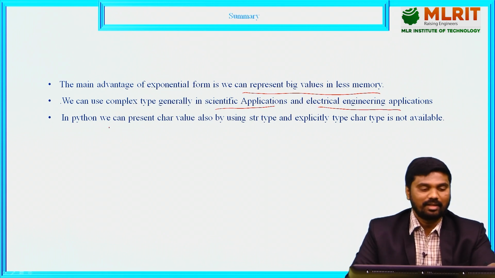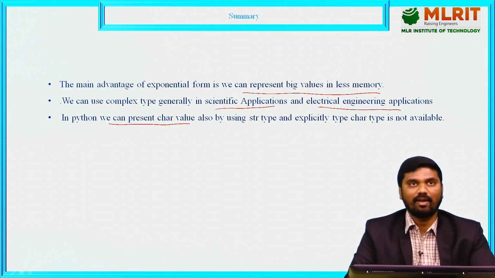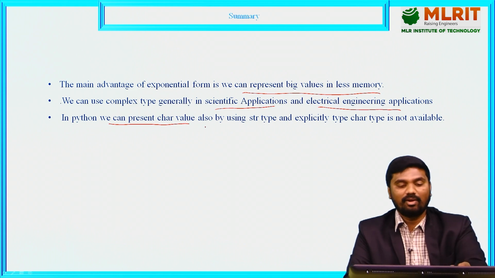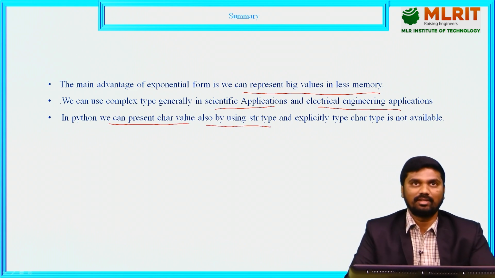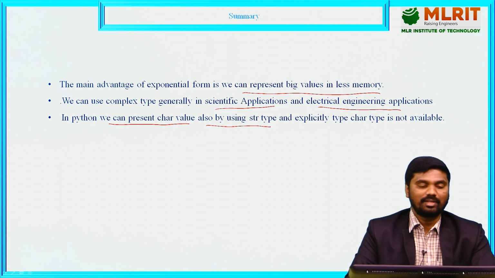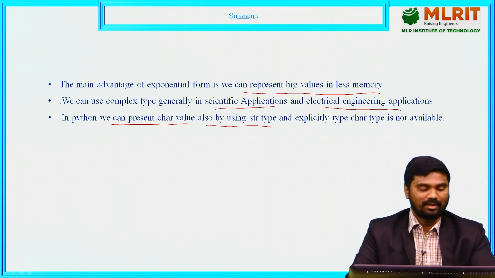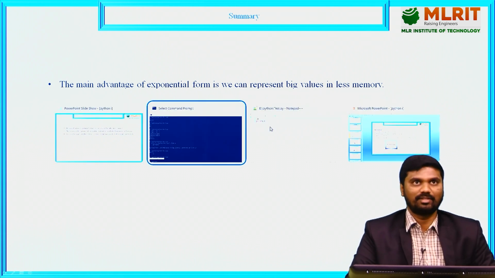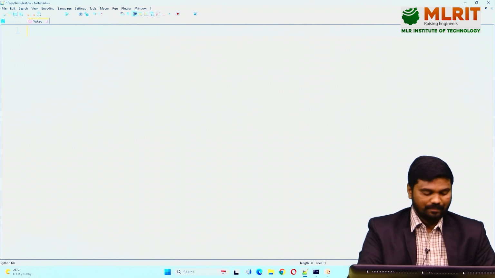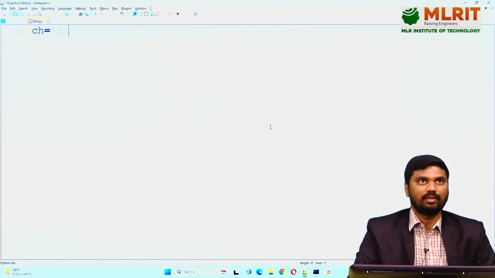Next, in Python we can represent a char value also by using the string type, that is the str type, because in Python explicitly there is no data type for representation of char values. Hence we have to represent the char value with the str type only. Let me see one example for this statement also. For example, ch equals a.